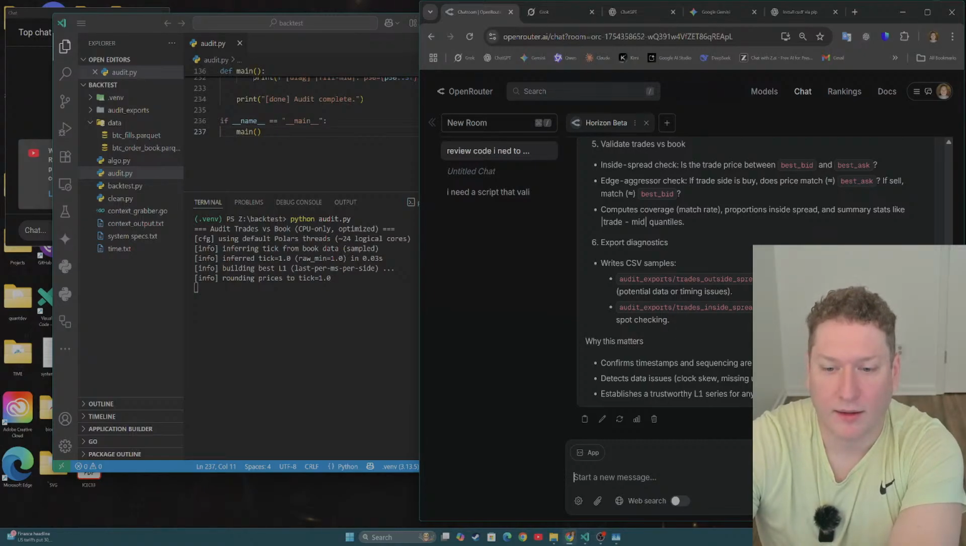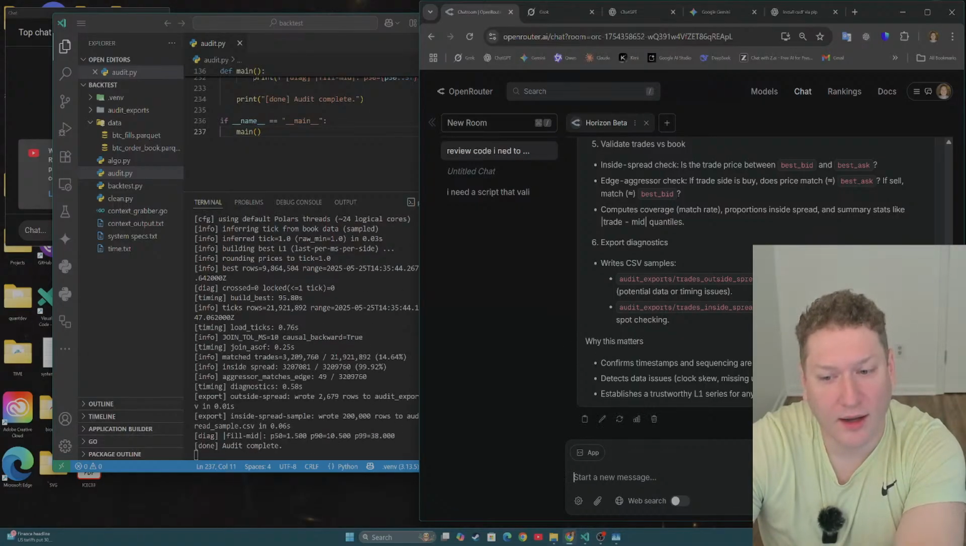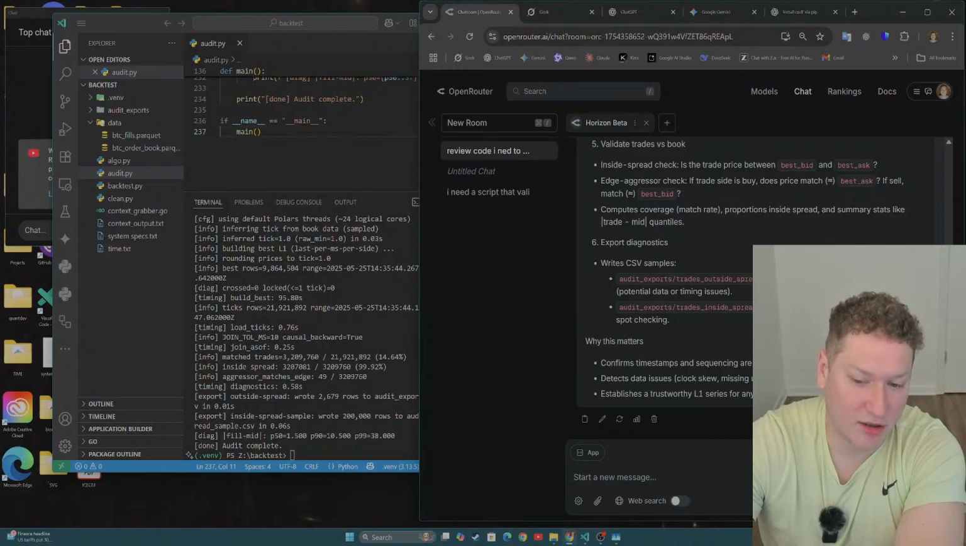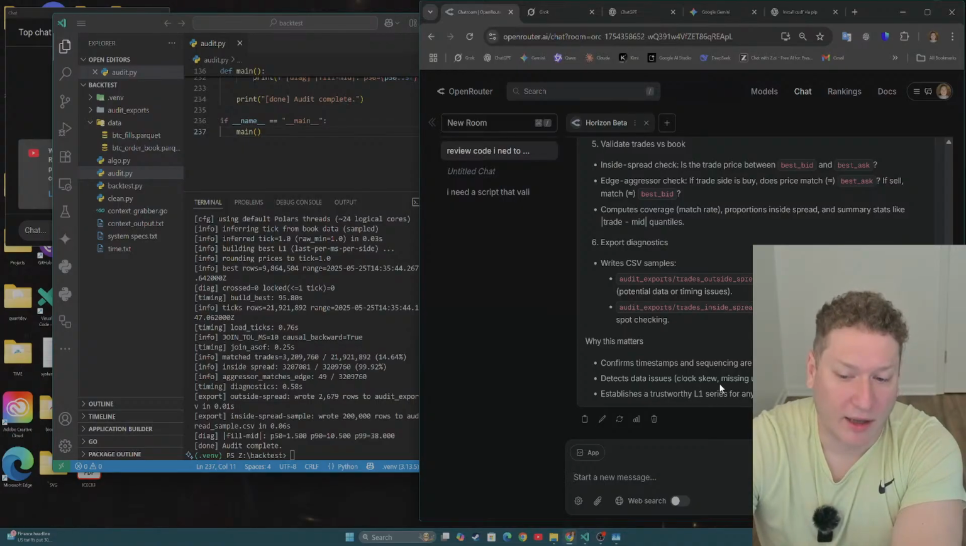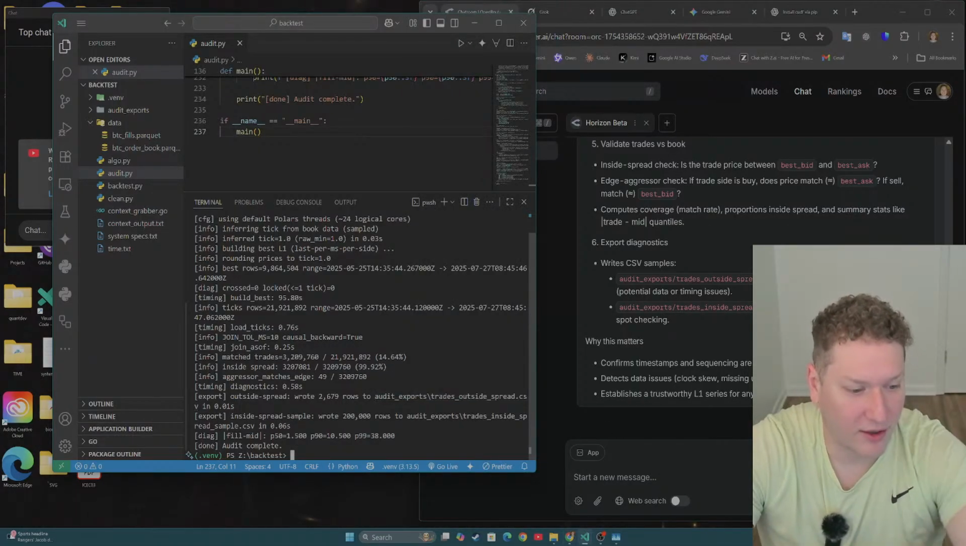Okay. So why does this audit matter? So we're going to confirm timestamps and sequencing are sane, detect data issues like clock skew, missing updates, misspecified tick size, and establish a trustworthy L1 series for any backtest or inference that follows. Okay. Now I want more than level 1, but level 1 is fine for right now. All right.